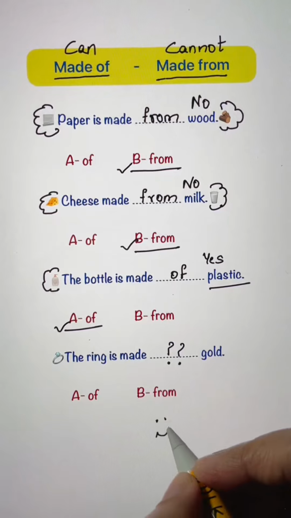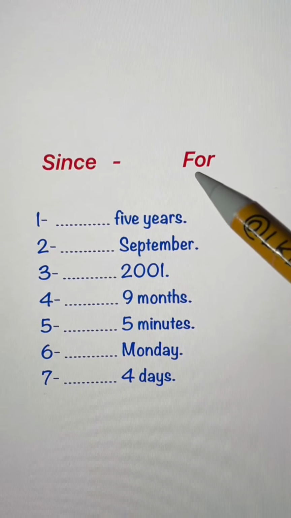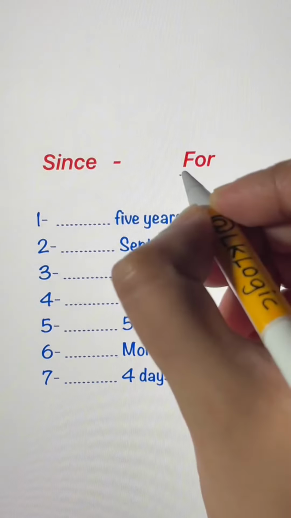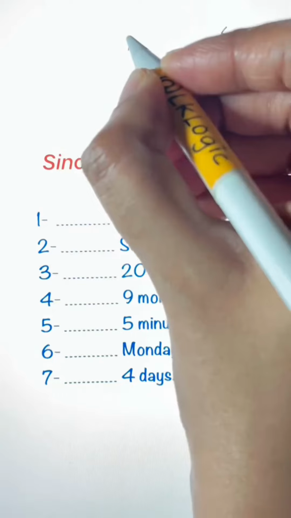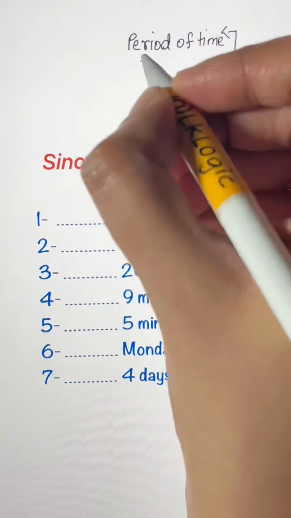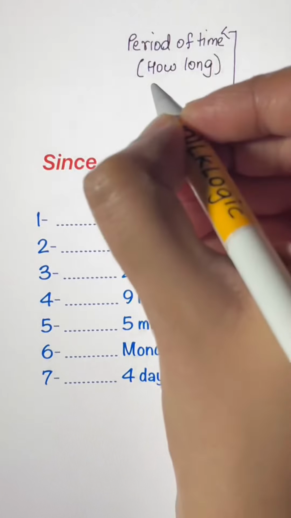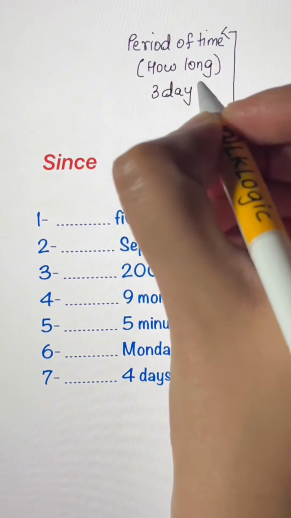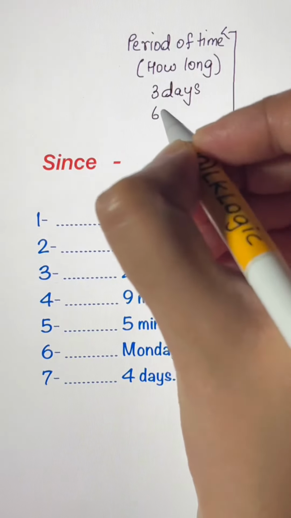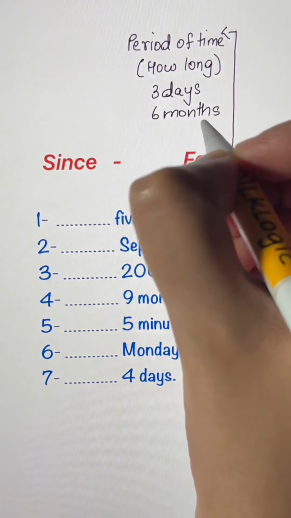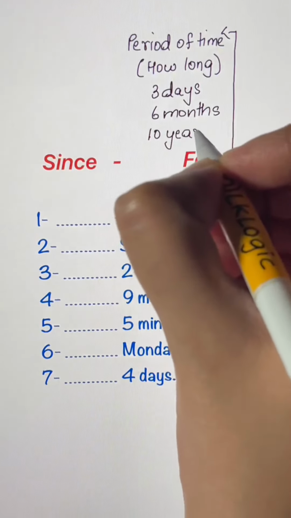Waiting for your answer. Since or for, what's the difference between them? Well, for is followed by a period of time. How long? Like 3 days. Here we say the number of days. How many months? 6 months. How many years? 10 years, and so on.